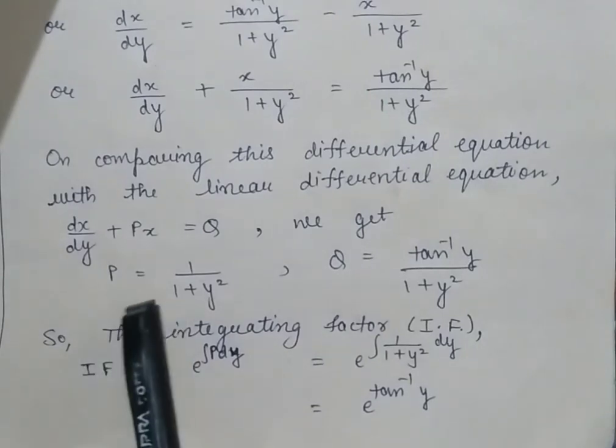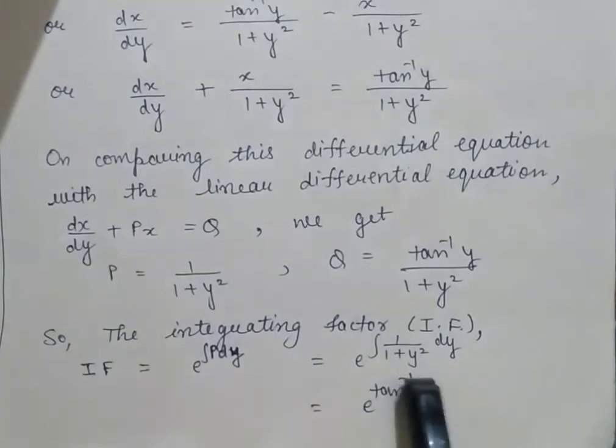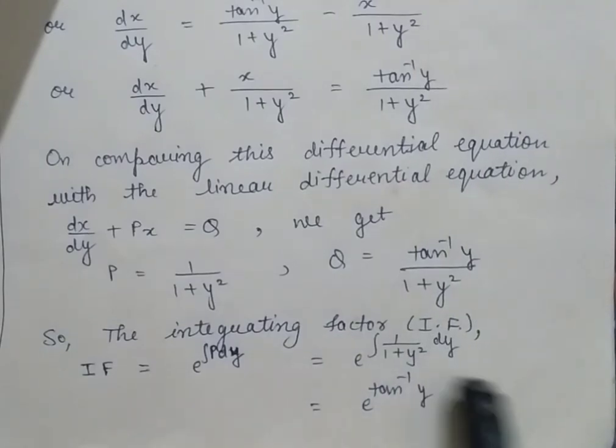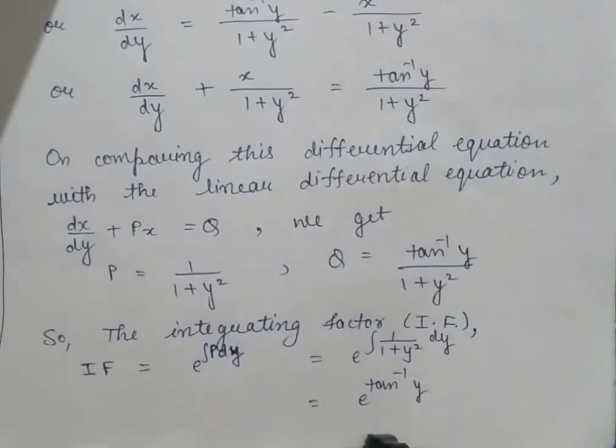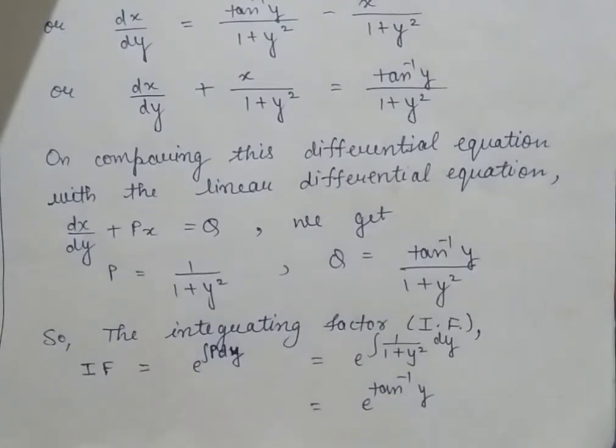p is the term with the x, so integral of 1 upon 1 plus y square dy. This is equal to e raised to, and this integral is tan inverse y. So the integrating factor is e raised to the power tan inverse y. Now our second step is to find the solution.